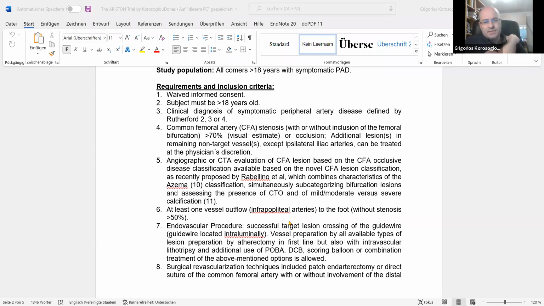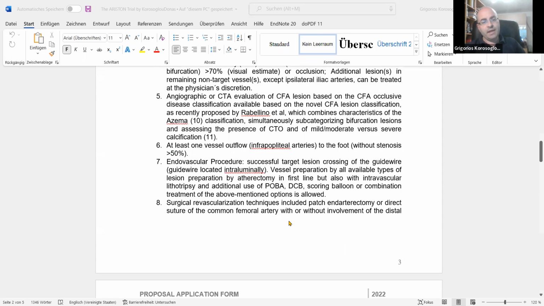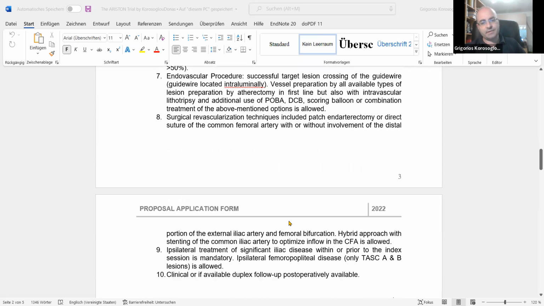Inflow treatment is possible, so concomitant lesions in the iliacs ipsilaterally are possible and can be treated within the same procedure. Of course, we need to have either an angiography or, in patients that have surgical treatment, CT angiography in order to classify the lesions. And I will show you in a couple of minutes the classification that we would like to use in our study.